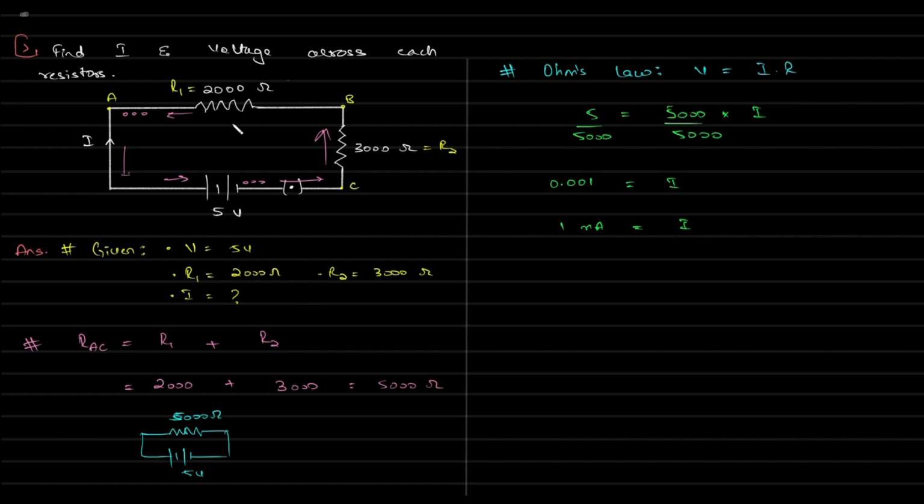Now the question is, find the current and voltage across each. So what is the current through R1 and R2? It's I itself, because the same current is flowing. So we can write a statement, 1 milliampere is the current flowing through R1 and R2.